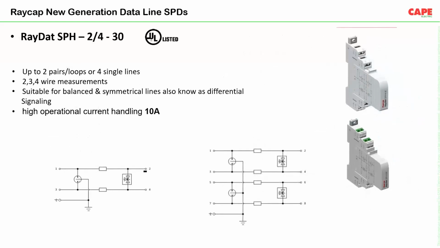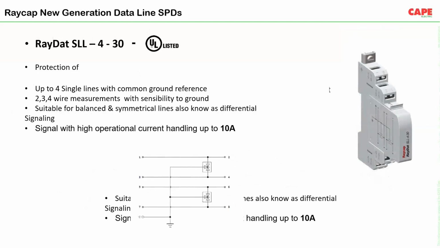Similarly, we have a rated SPH model which is available in 2 line and 4 lines. The advantage for this particular model is it can handle a high operational current of around 10 ampere, which is very rare, but again, it is possible. There are some applications where this high current is required. It can be used for balanced as well as symmetrical lines.